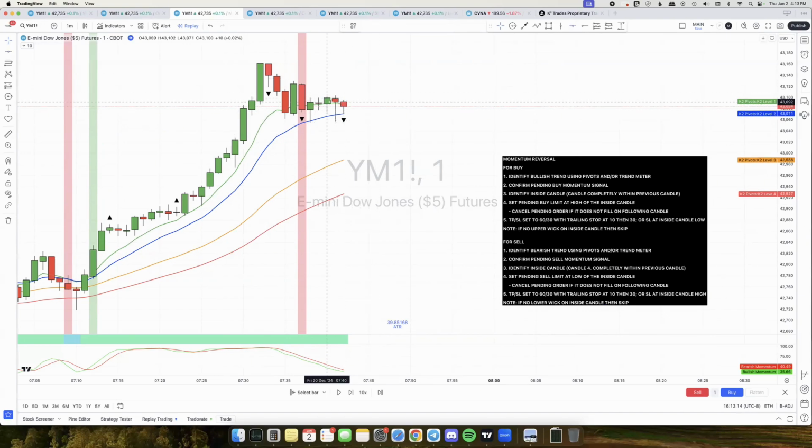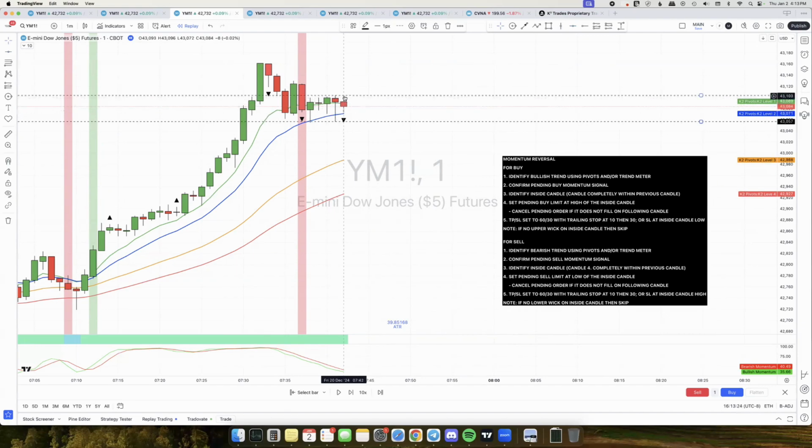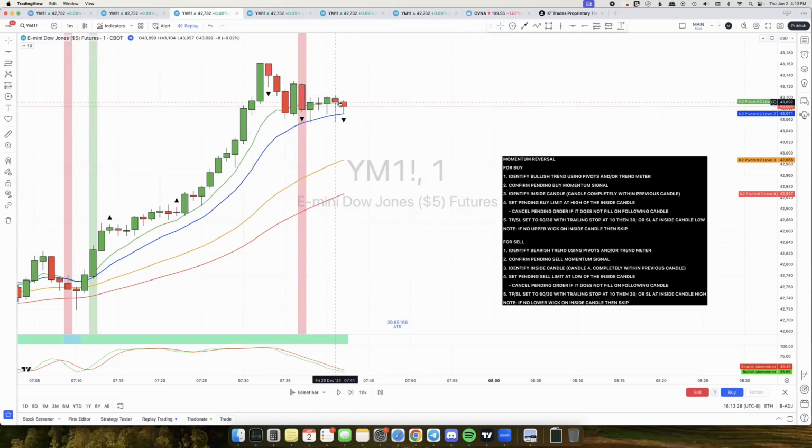The reason to confirm that is you can put a line here, which is the high of this previous candle, and put a line here, which is the low of the previous candle. And you can see this candle is within it. So this is considered an inside candle. If the candle is outside of this, it would be considered an outside candle.